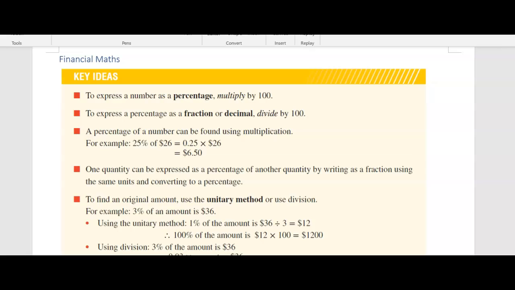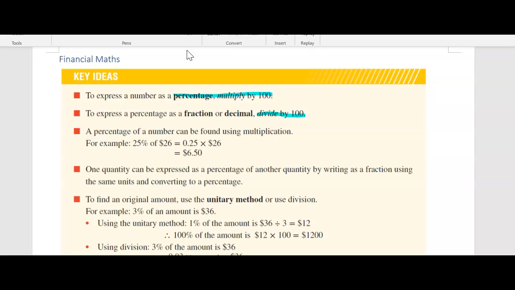Okay, so to express a number as a percentage, we just multiply it by 100. So if we've got a decimal which is 0.5, it's the same as 50%. So we just multiply by 100. If we're given a percentage and we want to represent it as a fraction or decimal, we just do the opposite, which is divide by 100.